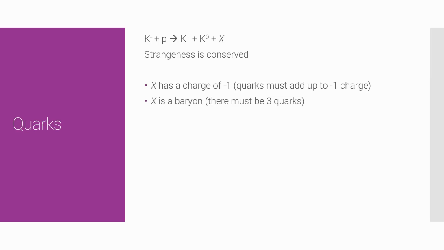There must be, and from this we can deduce that there must be 3 quarks. We're also told that strangeness is conserved. So let's deduce the strangeness of each side.